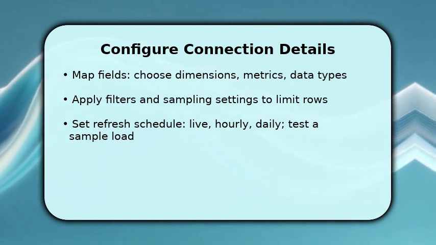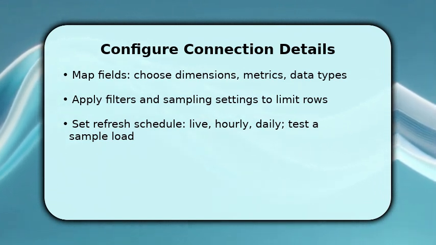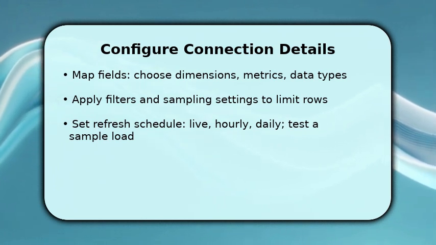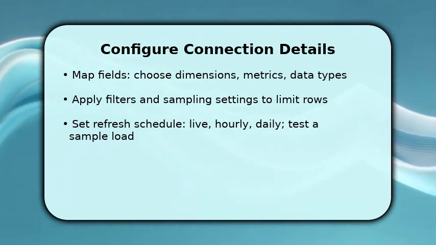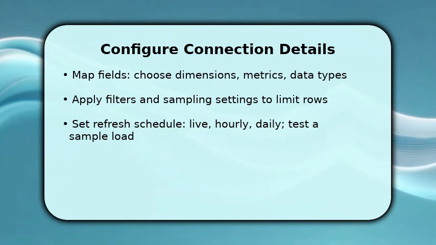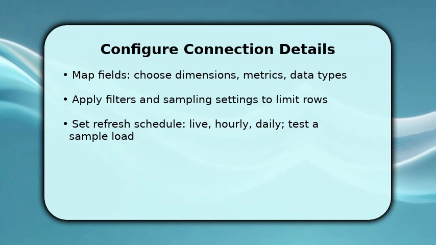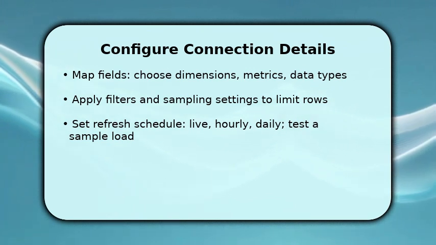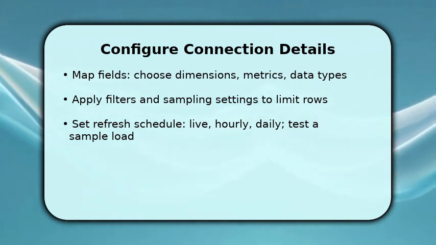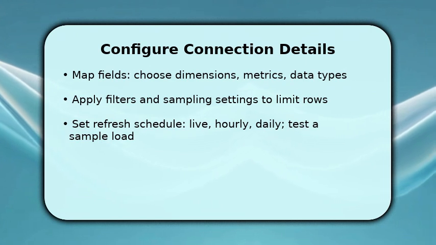Once done, apply filters to exclude test rows and set sampling or row limits to speed initial loads. Make sure to set the data freshness: live connection for real-time or hourly/daily for batch. Test with a sample load to confirm accuracy. If transformations are needed, add calculated fields or use SQL in the connector before proceeding.